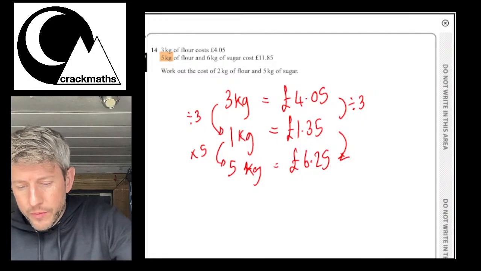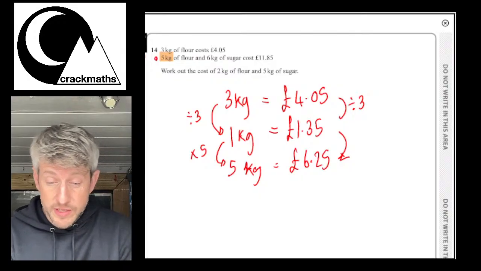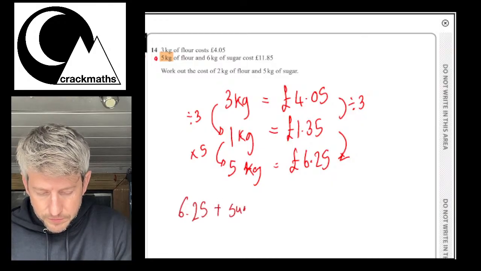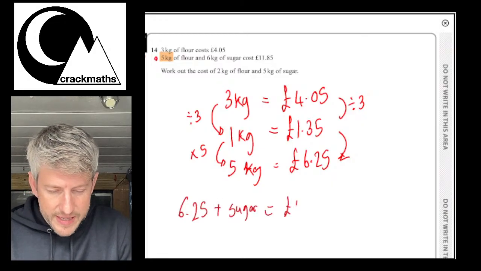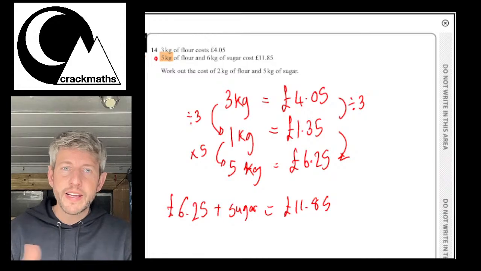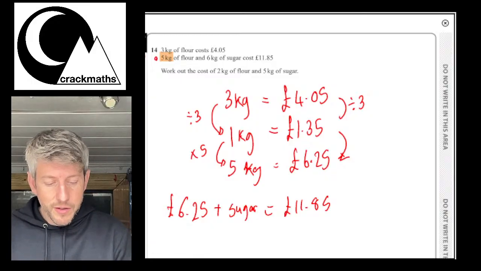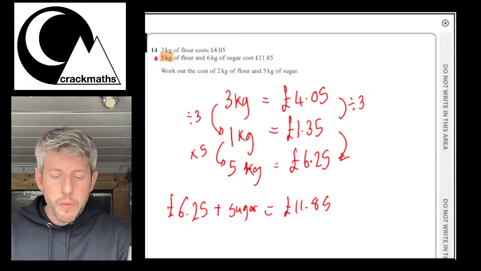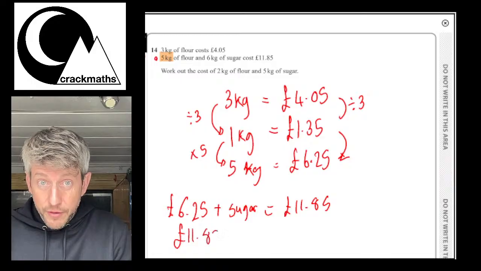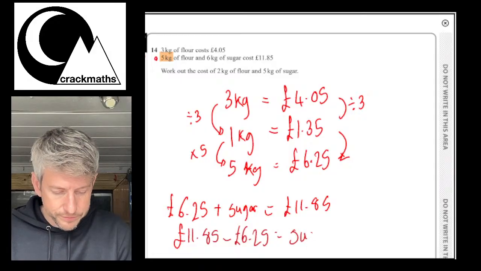So I need to dwell on this bit here now. If 5 kilograms of flour and 6 kilograms of sugar cost £11.85, that means that £6.75 plus the sugar equals £11.85. In order to work out what the sugar is, I need to reverse this calculation. If two things add together to give one thing, the sum take away one of the other two gives us the other one. So £11.85 take away £6.75 will equal the cost of the sugar.